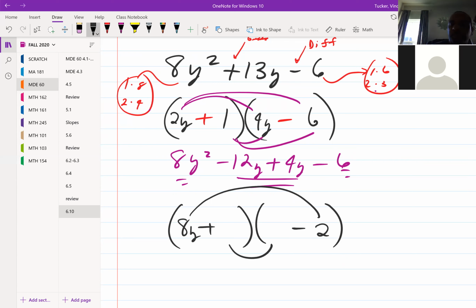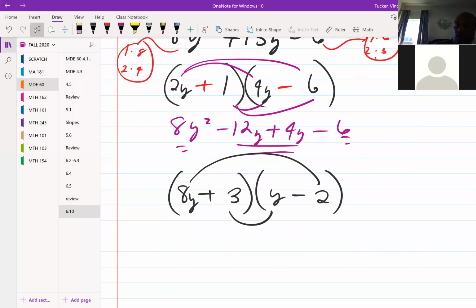So I would try it. Let's see what will work out. So here I have 8y plus 3 and y minus 2. And once again, like I said, the method is called factoring by trial and error. But the more you do it, the less it becomes trial and error. So it's all about practice and repetition, just like all other math practices.